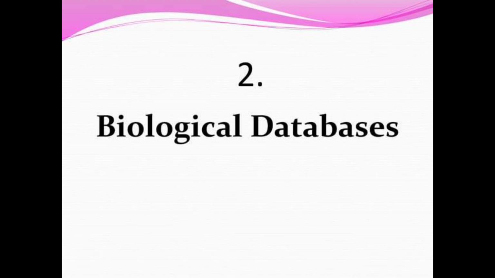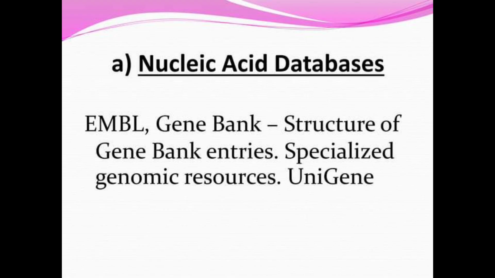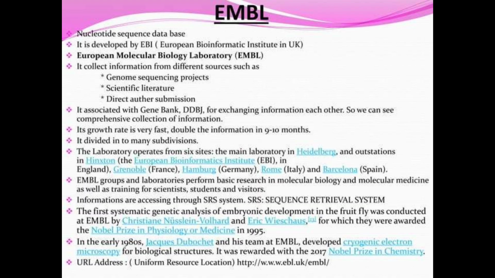Now we are going to see the details of the biological databases. Various nucleic acid databases are available, that includes EMBL, GenBank, structure of GenBank entries, specialized genomic resources, UniGene. We'll see one by one. EMBL. EMBL is a nucleotide sequence database. It was developed by the European Bioinformatics Institute in UK. EMBL is the abbreviation for European Molecular Biology Laboratory.